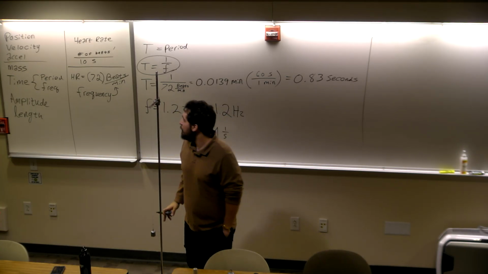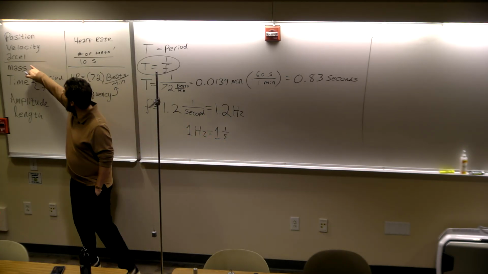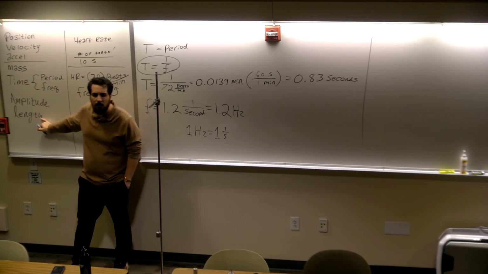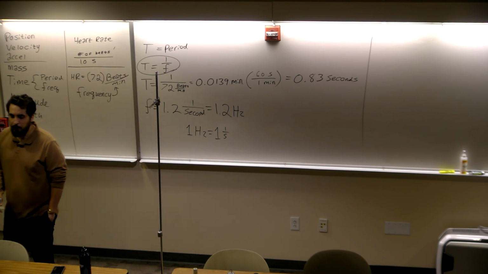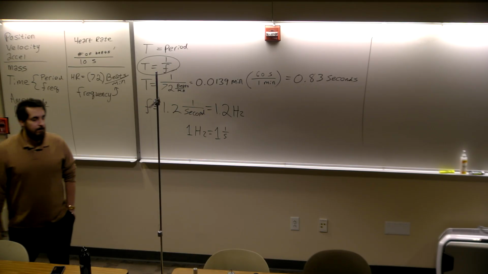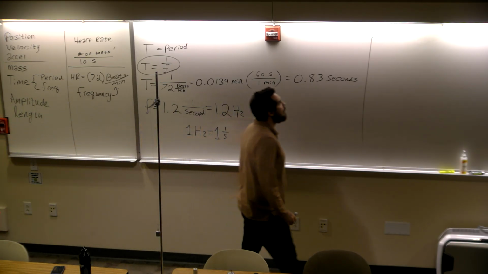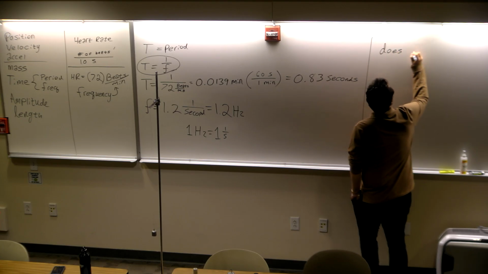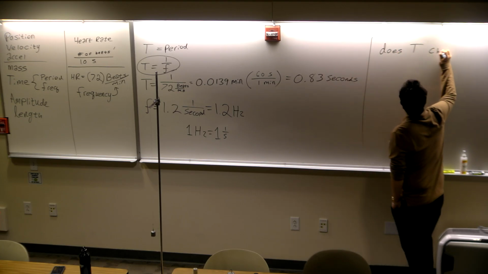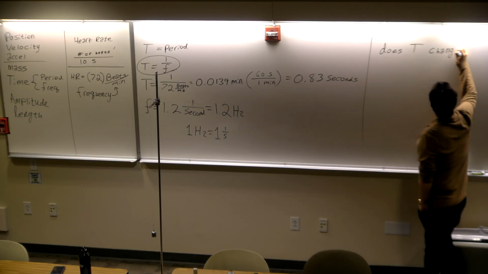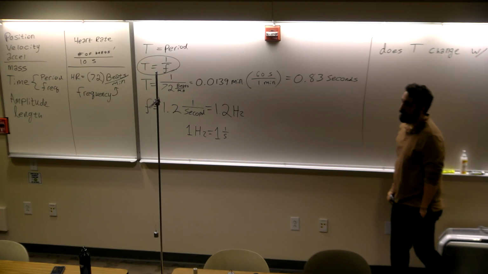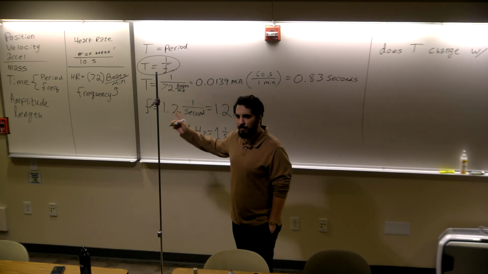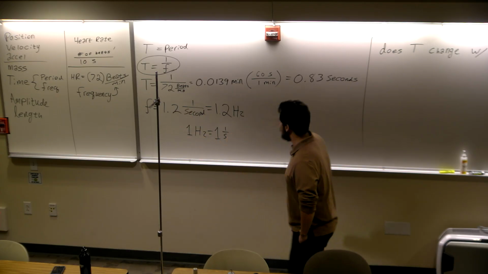This pendulum, comprised of some mass and a string with some length, and that's all that it takes to build a pendulum, a string and a mass. We want to know about the behavior. And specifically, we are going to ask the question, does period change with what? With mass, amplitude, or length, the other quantities.